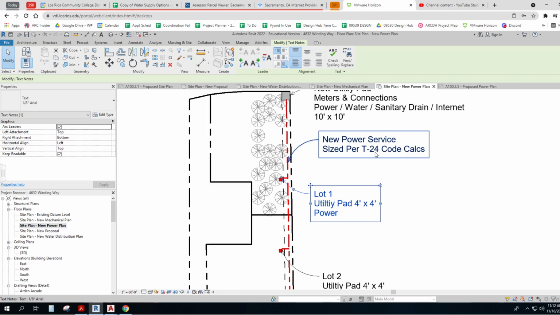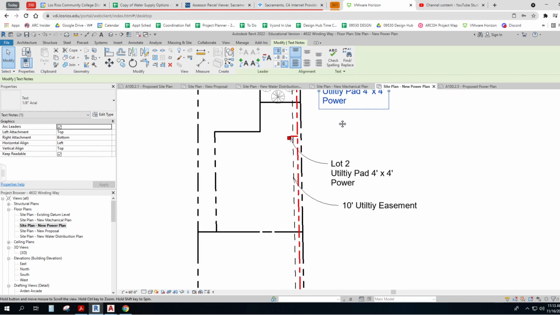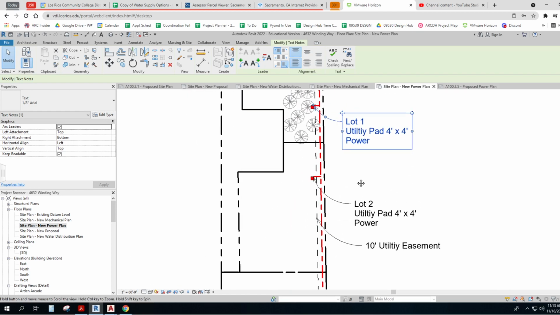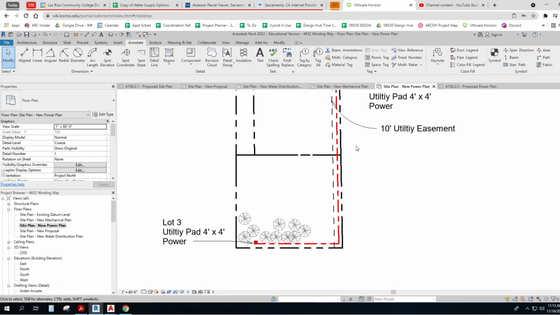And so you'll notice on the little sheet that comes from the city of Davis, it says California Electric Code. That's one section of Title 24. And so we're going to size it per those. So there's going to be some new power service. And from that new service, I'm going to take a little branch for one lot, a little branch for another lot. And then I decided to bring it all the way around to here.